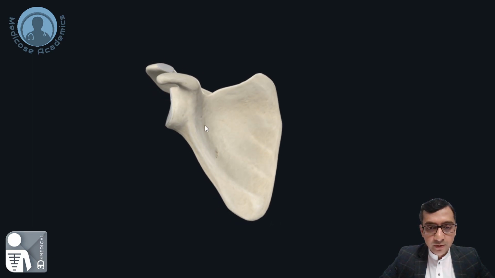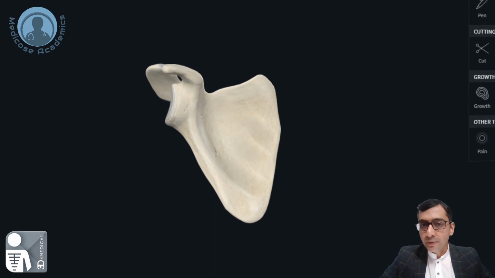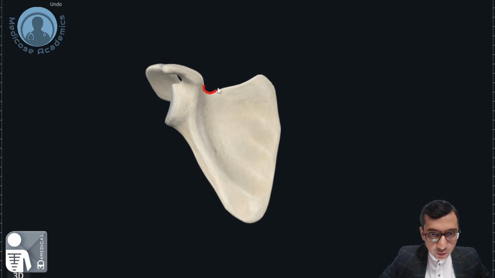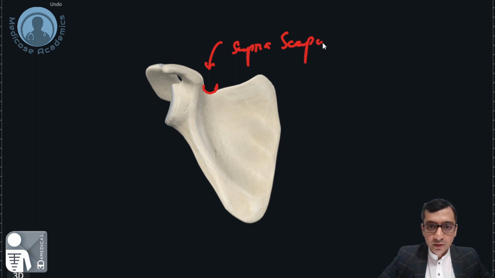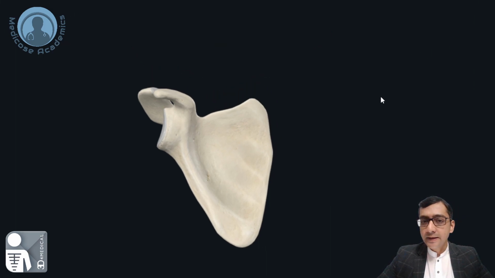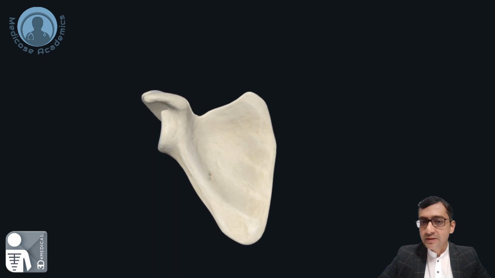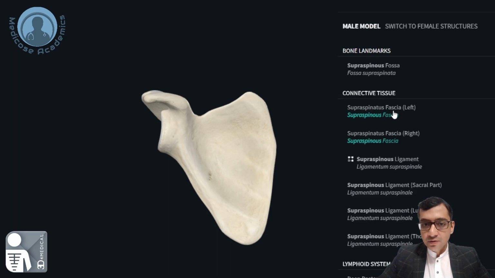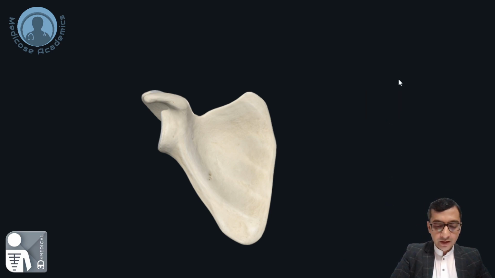end where it is joining with the base of the coracoid process, there is a dip, there is a notch. This is called suprascapular notch. That is a bite in the bone, that's a notch in the bone. And it has a ligament that is traversing this notch. It is called suprascapular ligament.